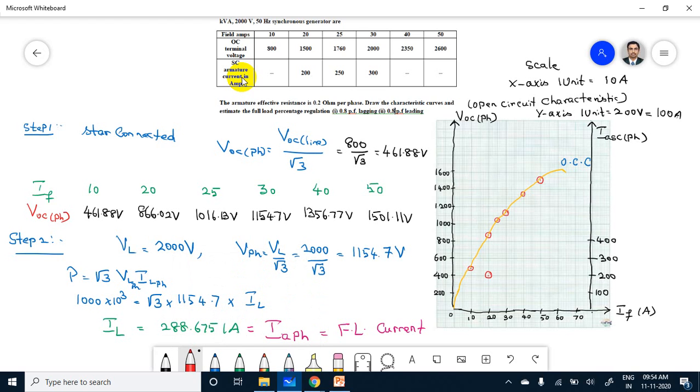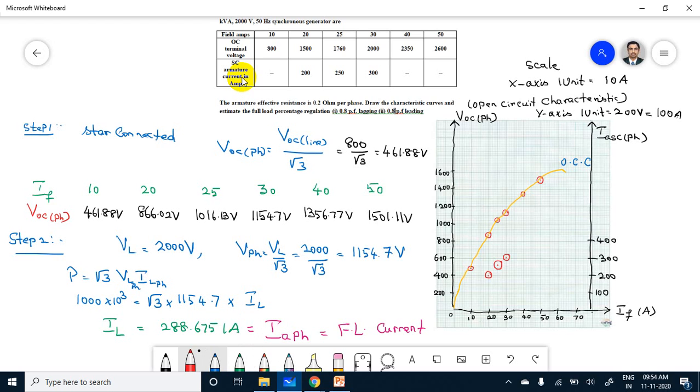Next, for 25 it is 250. For 30 it is 300. Okay, the short circuit curve should always be a straight line. It should be a linear curve.